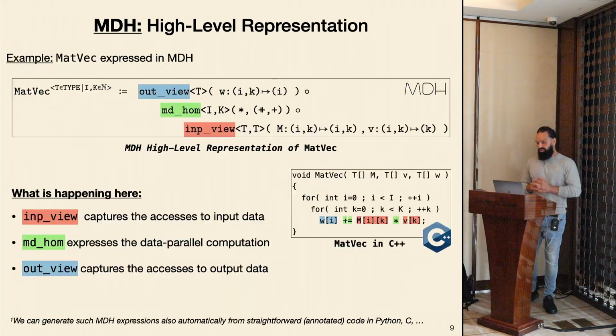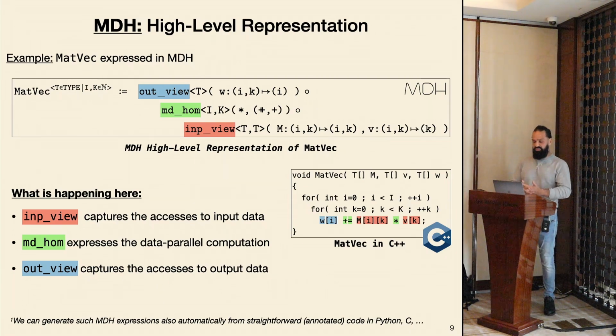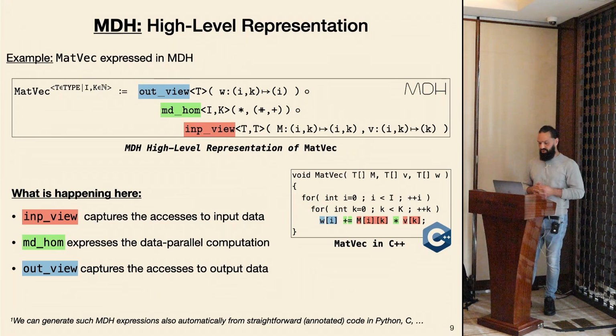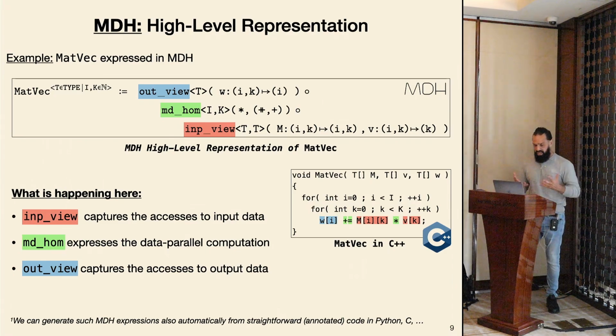Okay, how does it look for a very simple but still illustrative example like matrix vector multiplication? On the top of the slide you can see how matrix vector multiplication is expressed in the MDH formal high-level program representation. On the right side you have a straightforward C program that is completely equivalent to the expression that you can see here on the top. Parts that correspond to each other are highlighted in the same color. And what's happening here?